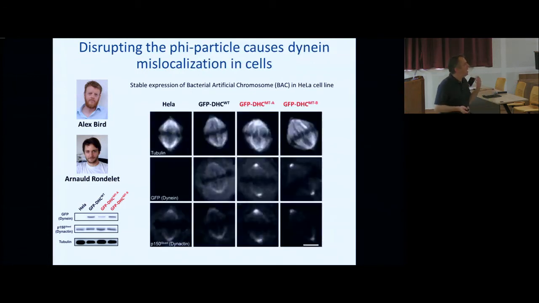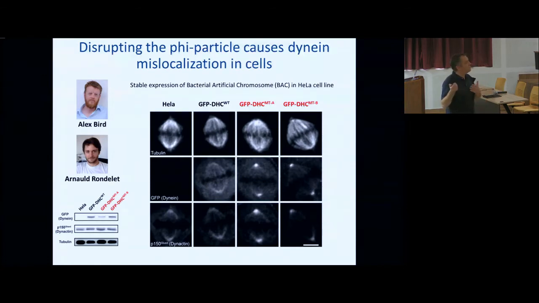And then Alex looked at what's happening during mitosis, for example, and here are the spindles from these different cell types. And in the wild type case, you see the dynein throughout the spindle. That's very similar as if you do an antibody staining against dynein. But then in these mutant cases, the dynein really accumulates at the minus ends, suggesting it's been activated and it's all going to the minus ends. And what's even better is that the P150 also accumulates there. So that suggests in the cell, if you can't form the phi-particle, you get mislocalization of the dynein.